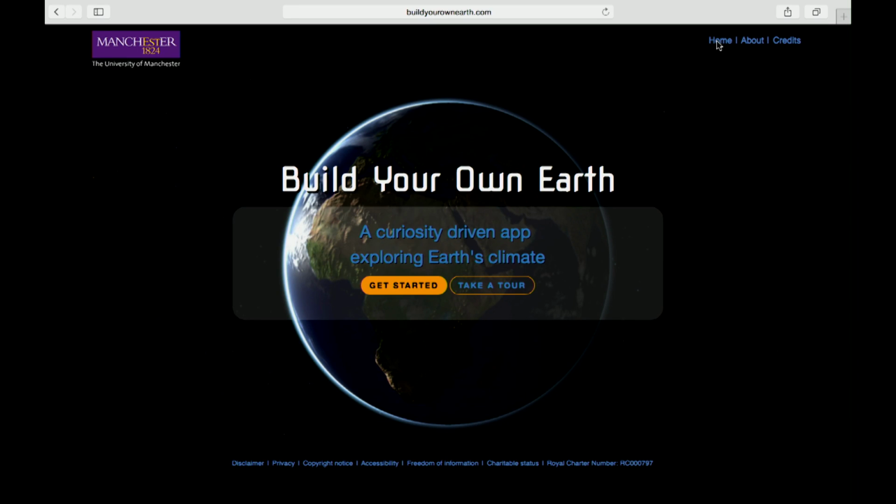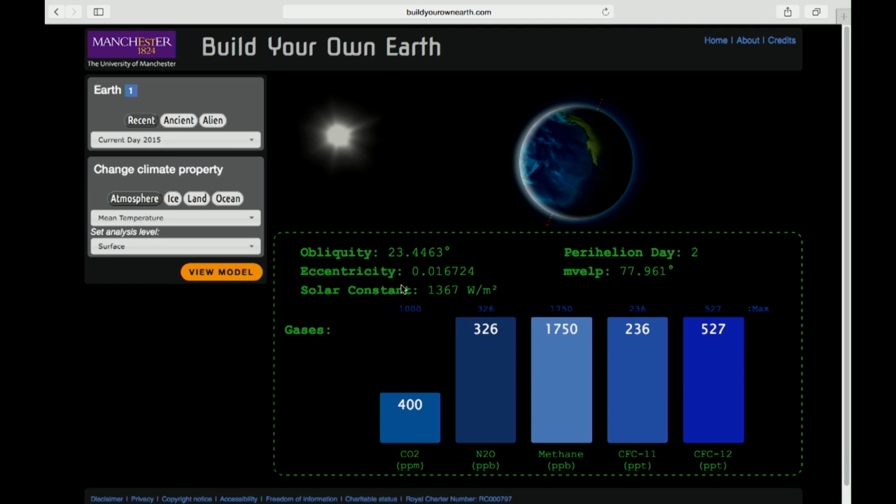Let's get started by going to Build Your Own Earth. Since we've taken the tour already, we're going to click Get Started. What we want to do is look at the recent Earths, current day 2015, and then select Atmosphere, Mean Temperature, and Surface. These should be the default variables selected. Let's click View Model to get our simulation results front and center.